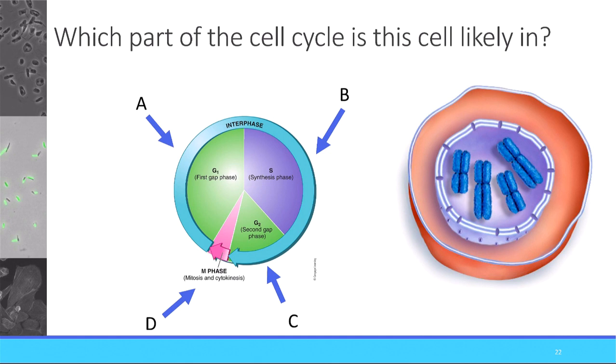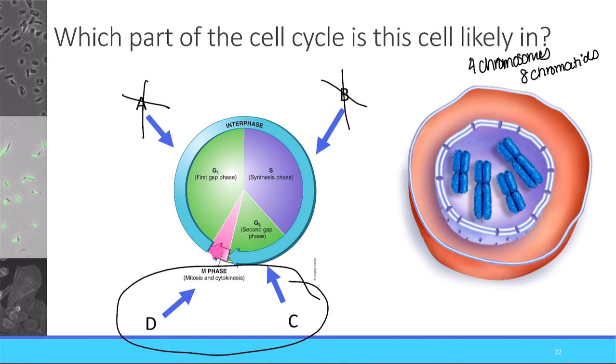If we take a look at the cell, we have that X shape for our chromosomes, which means that they are replicated. So in this cell, we have 4 chromosomes and 8 chromatids. Because the chromosomes are replicated, we can cross off A, so the cell is definitely not in G1. We can cross off B because the chromosomes are not being replicated. They already are replicated. That leaves us with the second gap phase, G2, or D, mitosis. This cell is likely somewhere between C and D. You could make an argument that because these chromosomes are already condensed, we are at the beginning of mitosis or at the end of G2. So either C or D would be acceptable for this question. Let me know in the comments below if you have any questions on that.